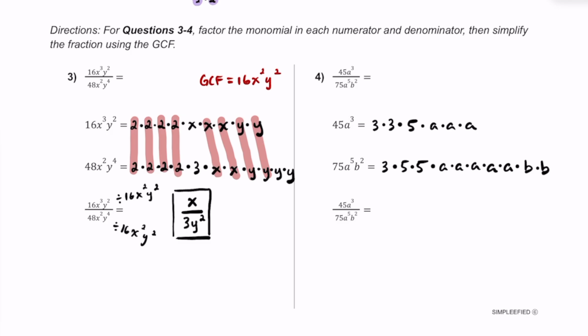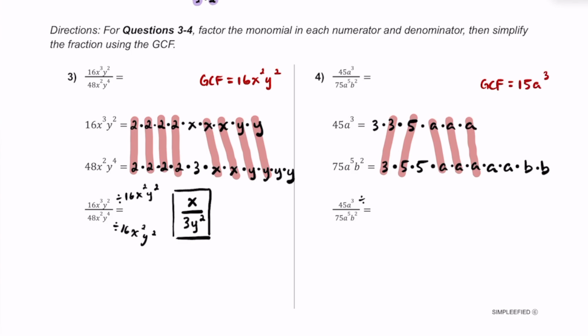Okay, so what do they have in common between the numerator and denominator? Looks like they both have a 3 in common as well as a 5. And then it looks like they're going to have 3 of these a's in common. And they don't have any b's in common, so don't worry about the b's. So what's the greatest common factor here? Well, 3 times 5 is 15. 15 times a times a times a. Let's go ahead and write that over here on top. The greatest common factor here is going to be 15a to the 3rd power.